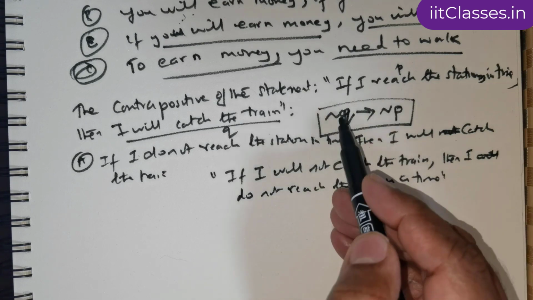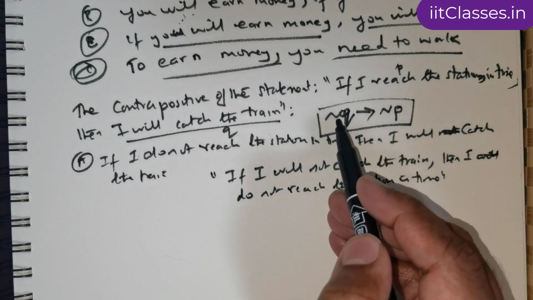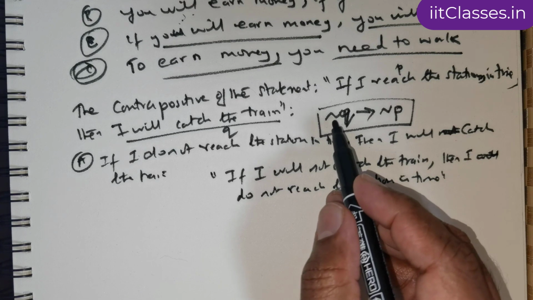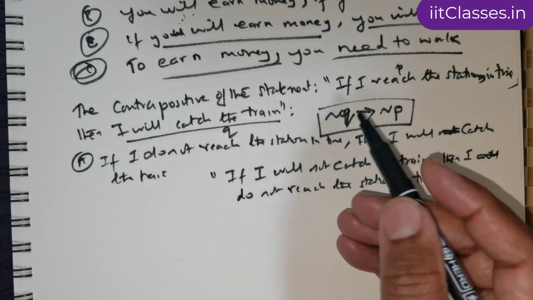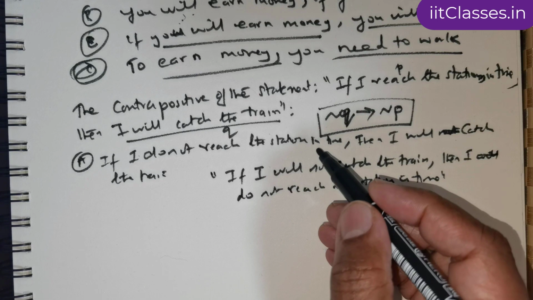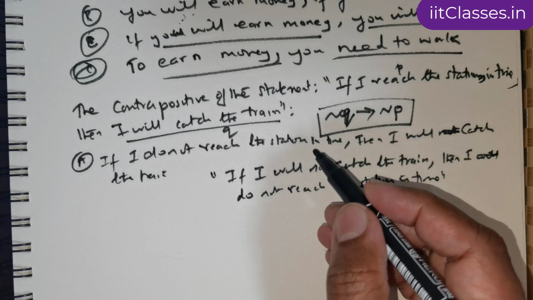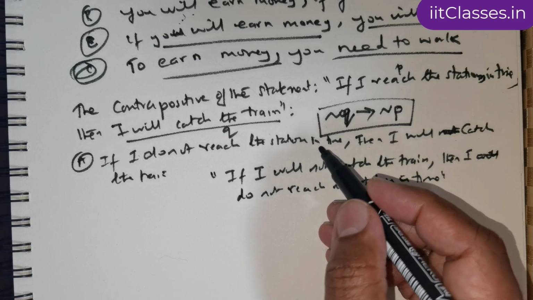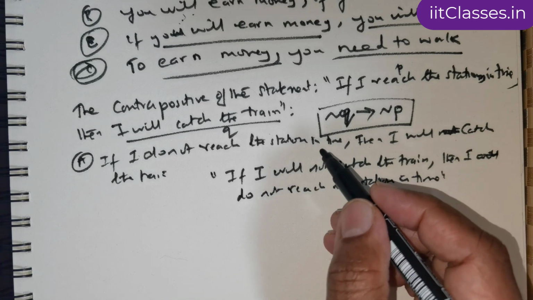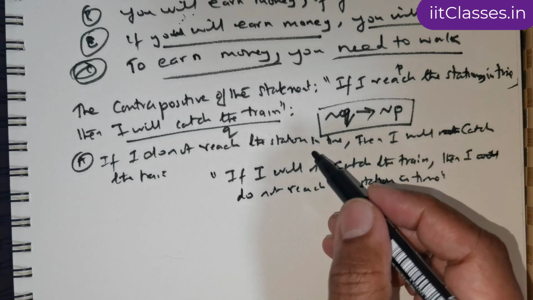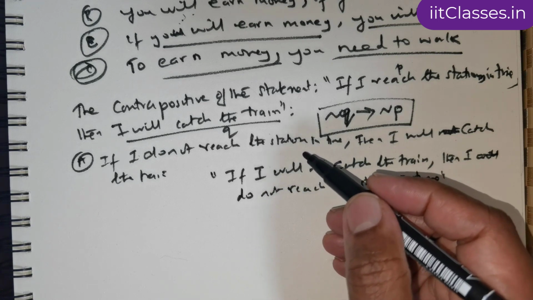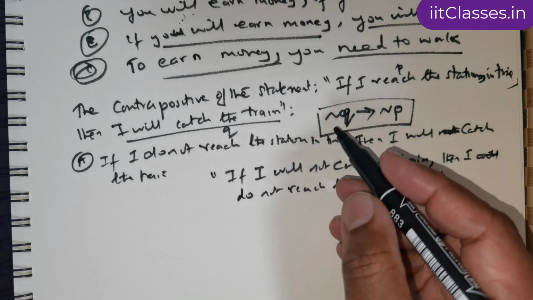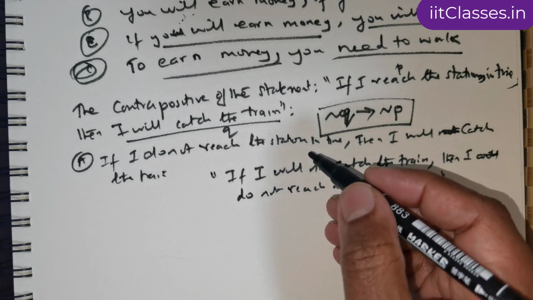So it is not talking about the negation of Q. B states, if I do not reach the station in time. It's the same thing, so B is not going to be the right choice. The C, if I will catch the train. So we are talking about negation. So where exactly will "I will catch the train" fit in? No, right? So the right choice is going to be D.